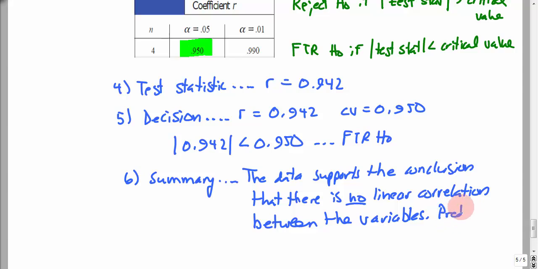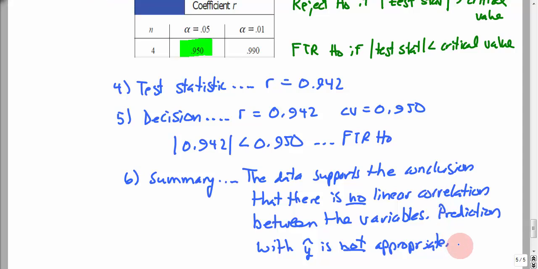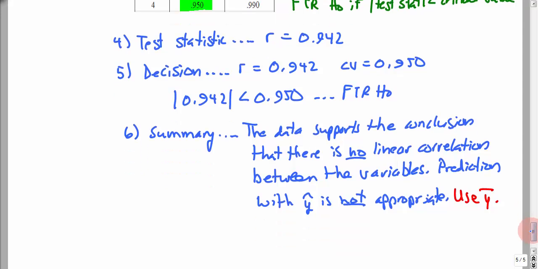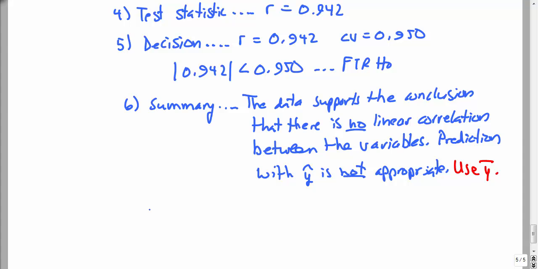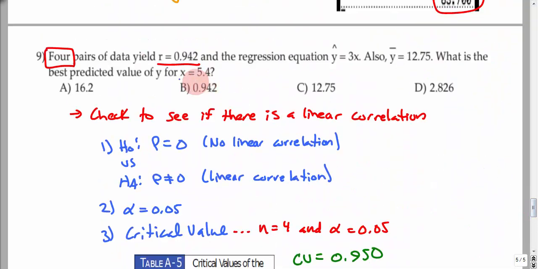So this means prediction with y hat is not appropriate. What that means is we have to use y bar. Okay, so if we go back here, if x equals 5.4, which is what was given, and that again is coming from right here, my y bar is the correct prediction at 12.75.